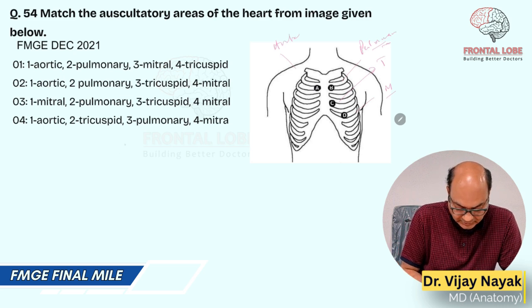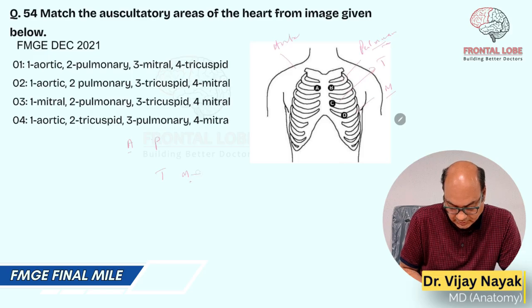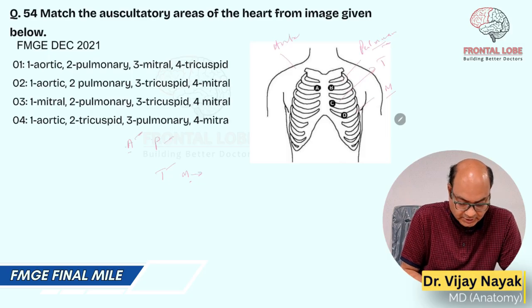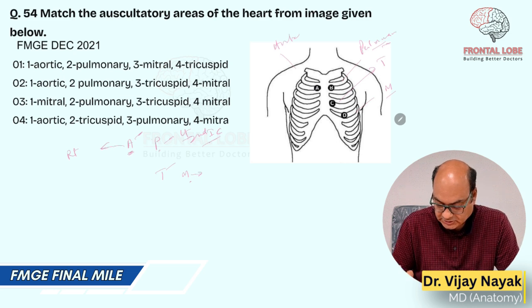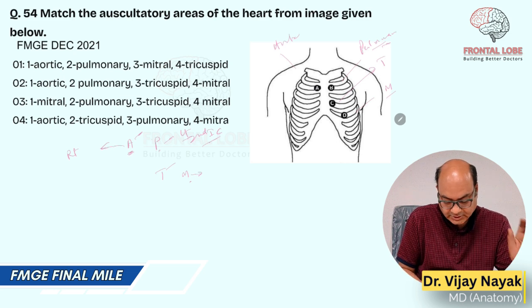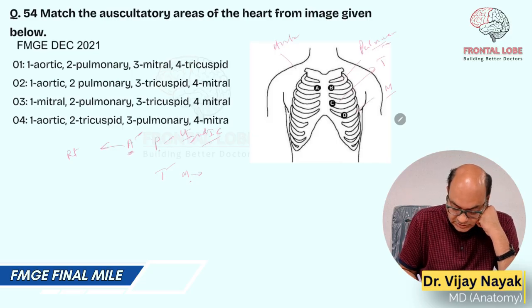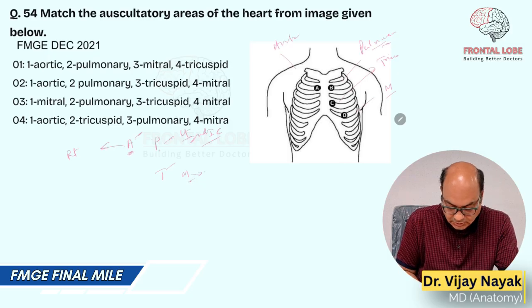A, if you remember, I will make a diagram: M, T, P and A. So mitral area, tricuspid area, pulmonary area and aortic area. Aortic and pulmonary area are at the right and left second intercostal space. Okay, so there is no confusion: both are at the same level. Here these are A and B, you can see also at the same level, aortic and pulmonary area. Lower down, C corresponds to the tricuspid area and D corresponds to the mitral area.